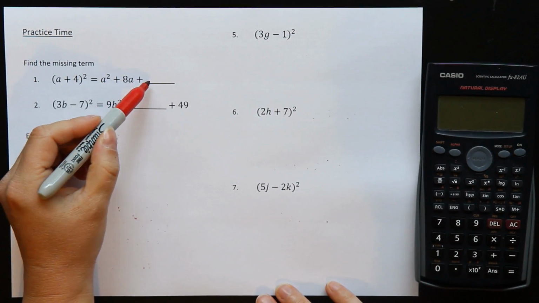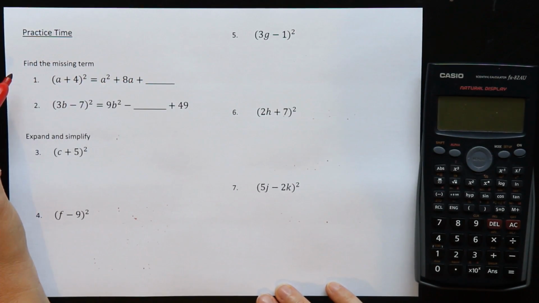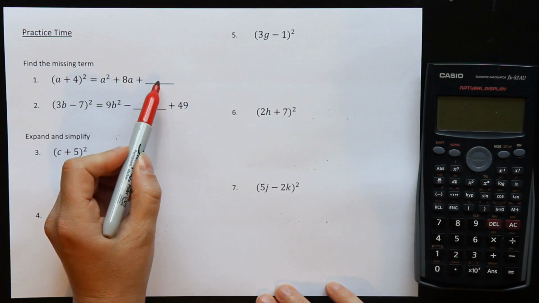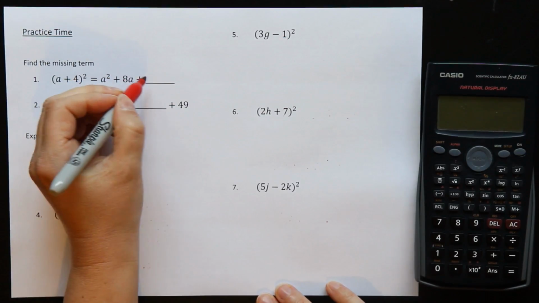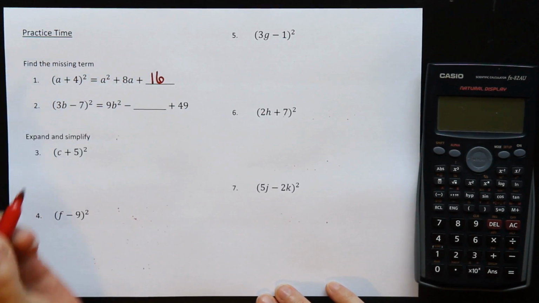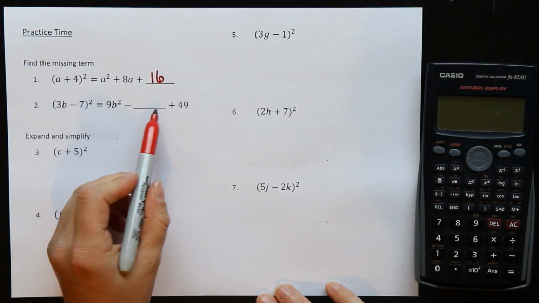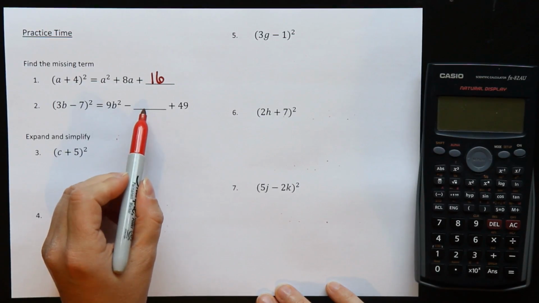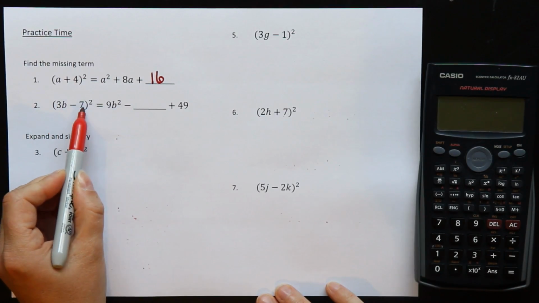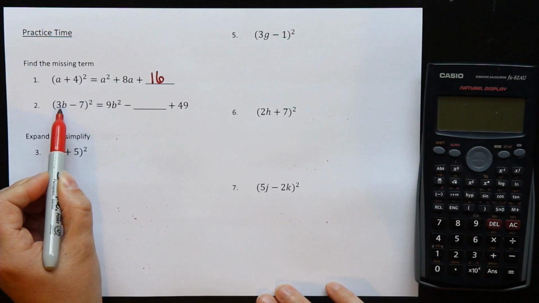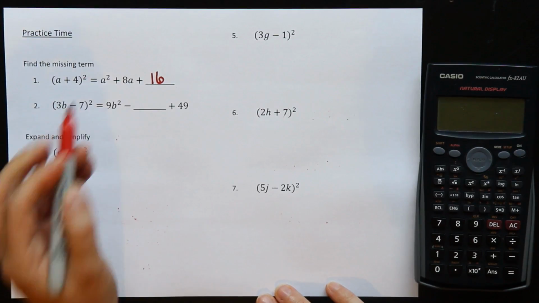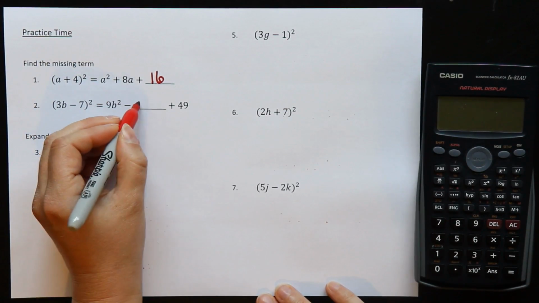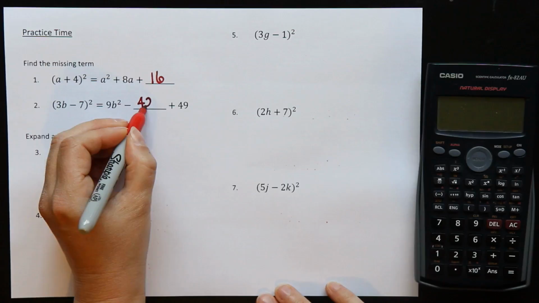So we just want to find the missing term in these first 2 questions here. So we are after the last term, and that will be 4 times 4, which is 16. In the second question, we're after the middle term. To find the middle term, we need to times these 2 things together. So 3b times 7 is minus 21b, and we need to times that by 2 again to make minus, with the minus is already there, 42b.